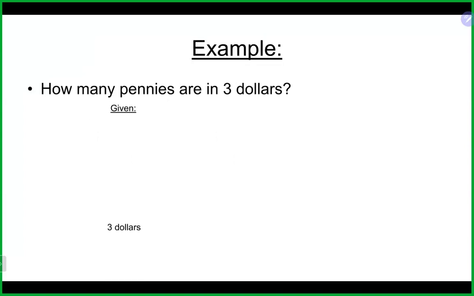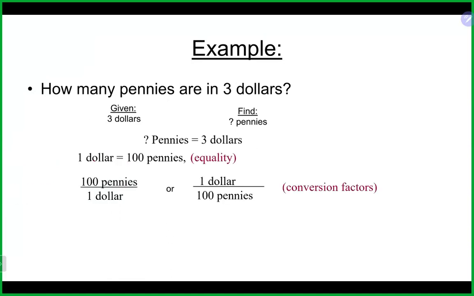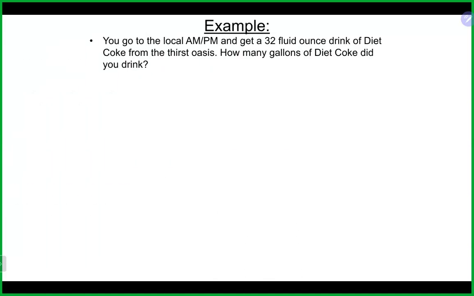All right, so obviously here we had how many pennies is in $3, similar to one we did earlier. So I'm just going to go through this one here. And we'll take a look at this one. Why don't we try this one here?